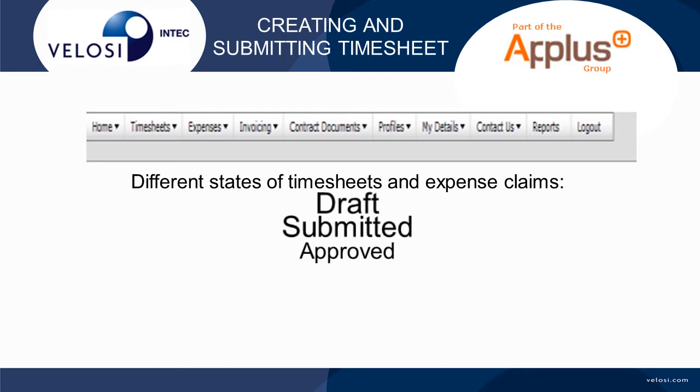Approved. An approved timesheet or expenses is one that has been approved by your manager for payment. Rejected. A rejected timesheet or expenses claim is one that has been rejected by your manager. This is usually because of incorrect hours or an expense detail.